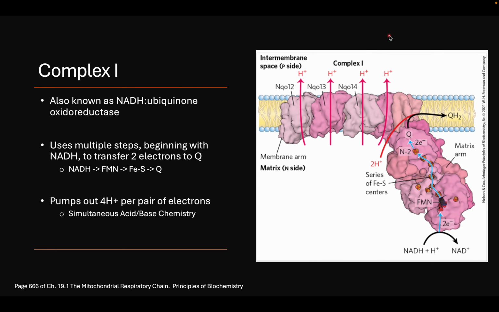Beginning with complex 1. Complex 1 is known as NADH ubiquinone oxidoreductase, and it uses NADH in your mitochondrial matrix in a series of reactions to reduce ubiquinone to ubiquinol. The step reactions include NADH sending its electrons to flavin mononucleotide, and then flavin mononucleotide sending its electrons through iron sulfur centers to ubiquinone one at a time to form the QH2. And during this, you have the simultaneous pumping of four protons out into the inner membrane space through acid-base chemistry where amino acids next to each other are deprotonated or protonated until the proton leaves the system.